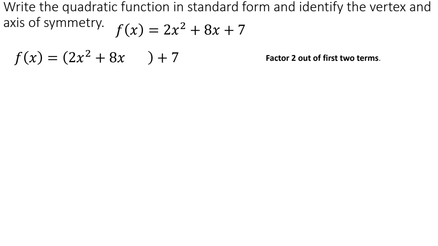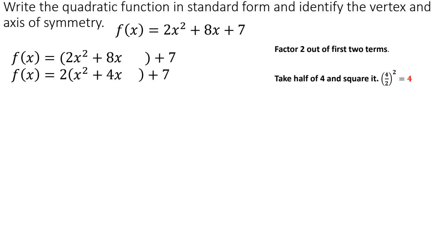The way we do it is we first isolate the two terms that have the x, which is what we did here. We have 2x squared plus 8x, and then I close the parentheses, plus 7. The next thing I'm going to do is, to complete the square, I need to have a equal to 1. So I'm going to factor out a 2 from the first two terms. So I have 2 times x squared plus 4x.